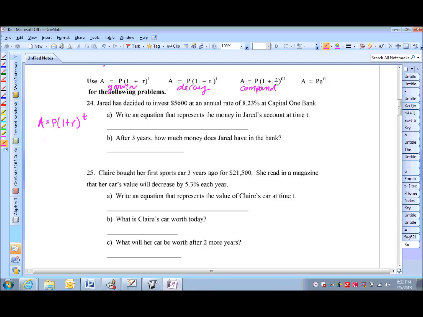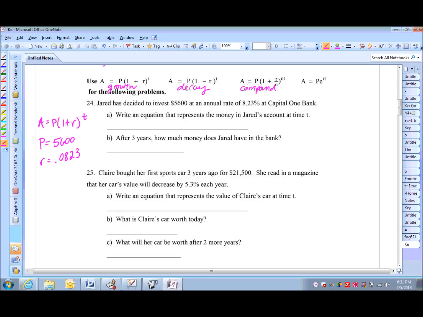So when we're looking for what these letters mean, P is the initial amount that we start with, which is $5,600. So P is going to be equal to $5,600. R is the rate at which we are increasing or decreasing. We already know that it's an increase in this case, but our R value is 8.23%, and we changed that to a decimal to be 0.0823. To convert a percent to a decimal, remember we just moved the decimal over 2 times to the left.